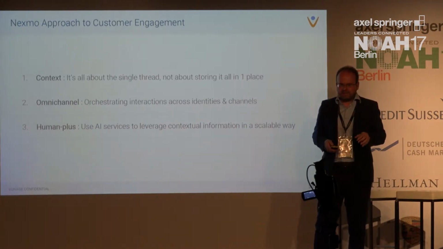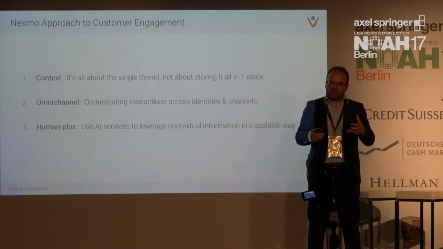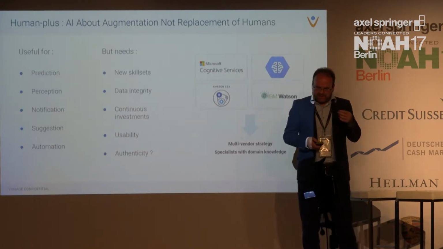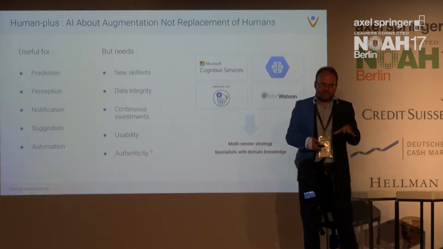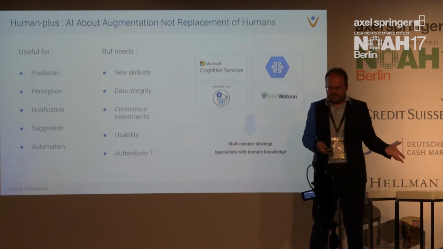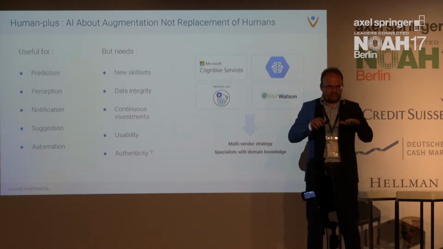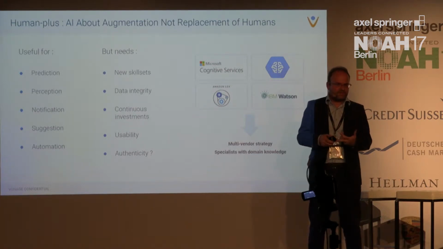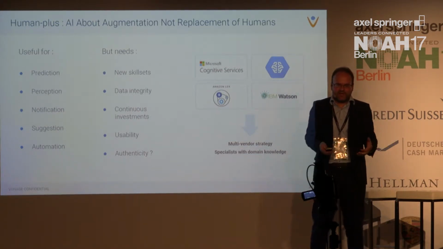And last but not least, I think a major theme to really upgrade customer engagement is what we call human plus. So not just artificial intelligence, but looking at artificial intelligence as a way of augmenting interactions between humans. Typically, it's very useful for a lot of different use cases, whether it's prediction, perception, notification, or suggesting things. But the challenge is you need brand new skill sets around data science. Even if you use some of the higher level platforms, like Microsoft or Google, it also brings new challenges around data integrity. You do need to feed data into the systems. If your own data around the context is not in good order, you're not going to be able to make use of it.